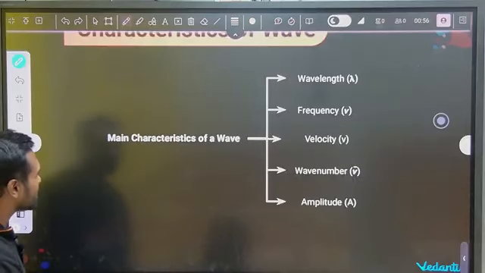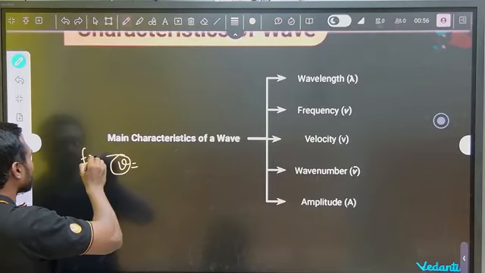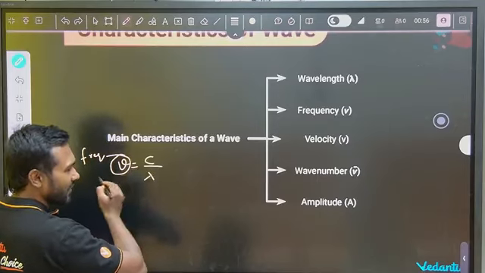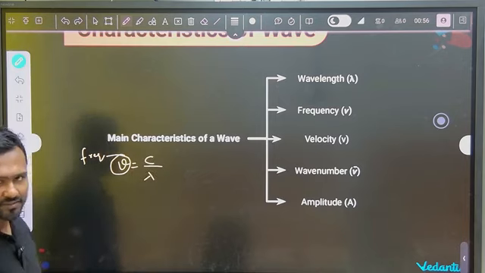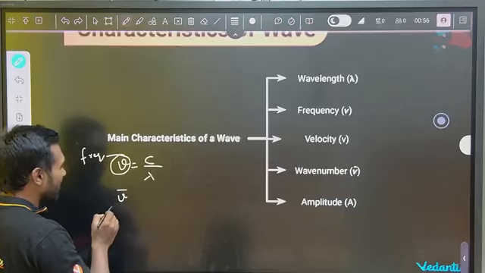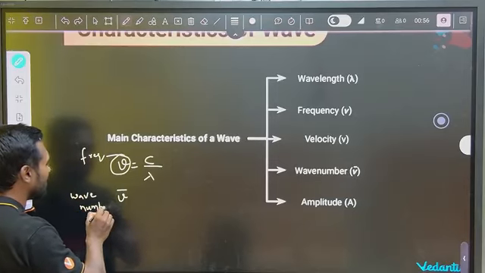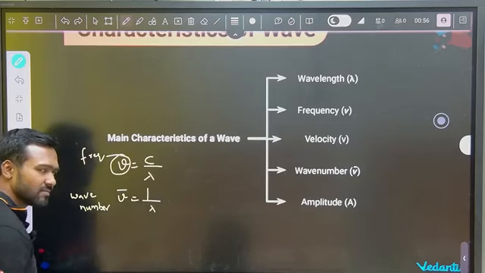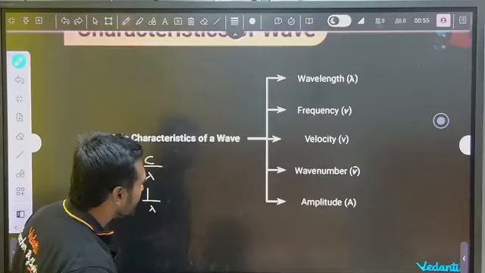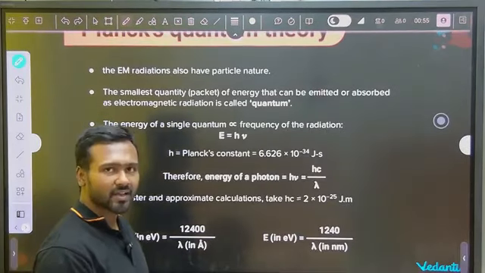So here wave parameters: nu, that is frequency. Nu is equal to c by lambda. So lambda is nothing but wavelength, c is velocity of light. Next, nu bar, that is wave number. Wave number is equal to the inverse of wavelength. Those things only we are going to use again and again.